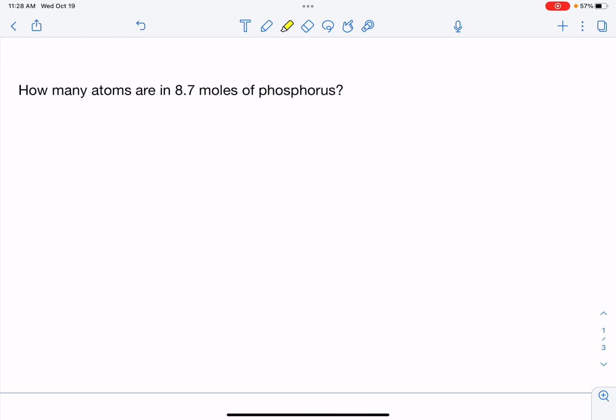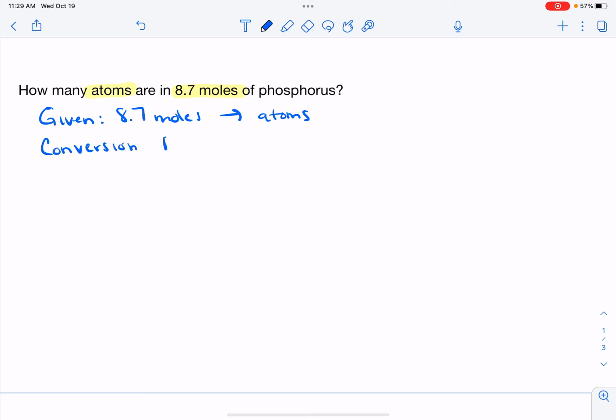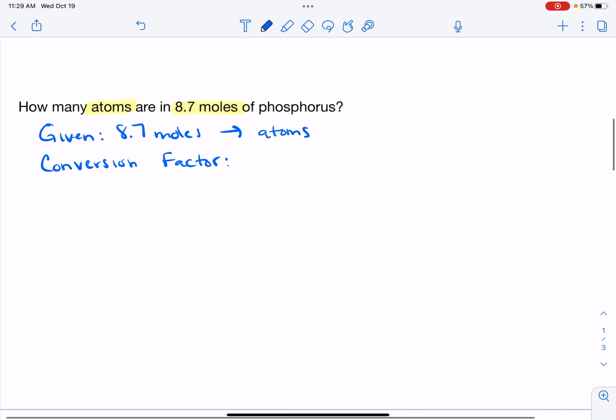In this case, it says, how many atoms are in 8.7 moles of phosphorus? So this time, we are given moles. So our given value is that 8.7 moles. And we're trying to convert it to atoms. And in this case, our conversion factor is going to be different. When we're dealing with grams, we need to look at the periodic table and then figure out the molar mass, because that is determining the grams. But in this case, there's nothing mentioning grams at all, so I don't need to do that.